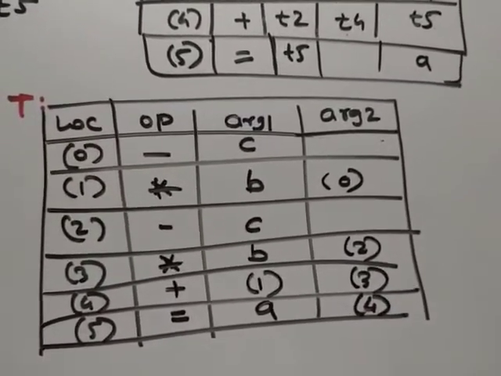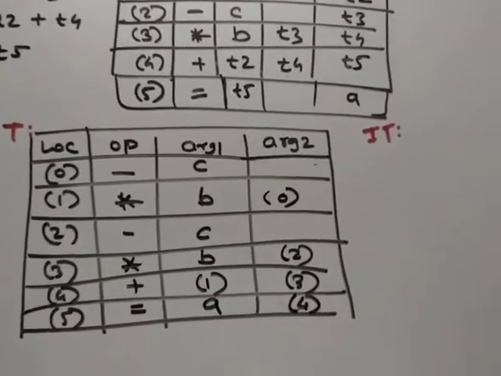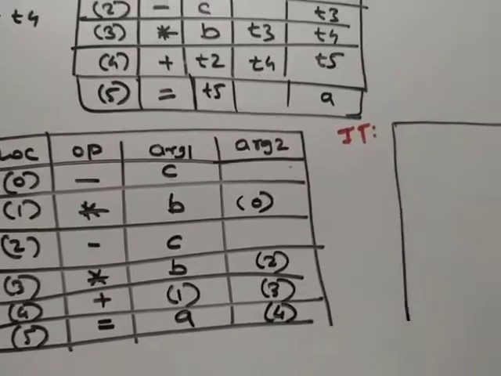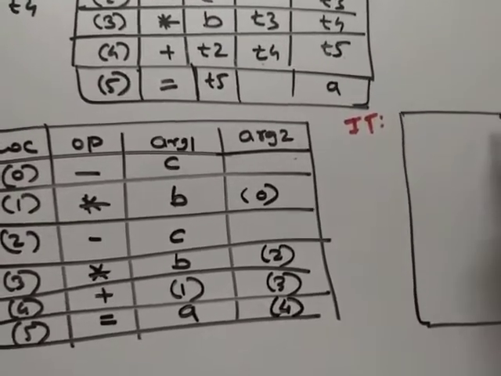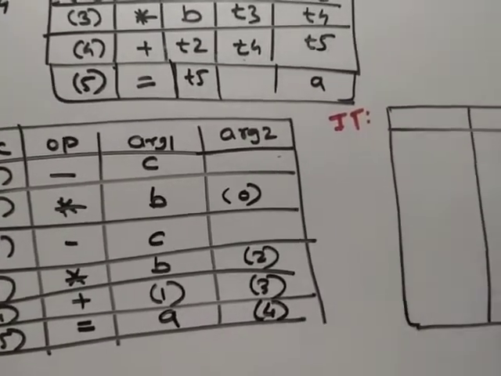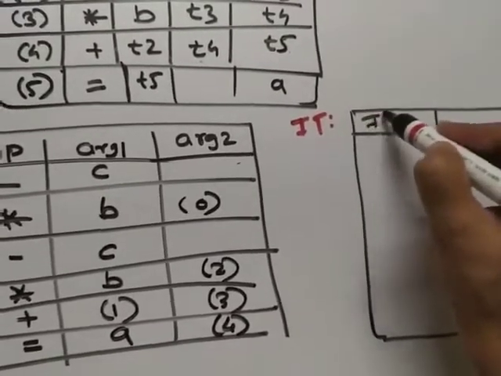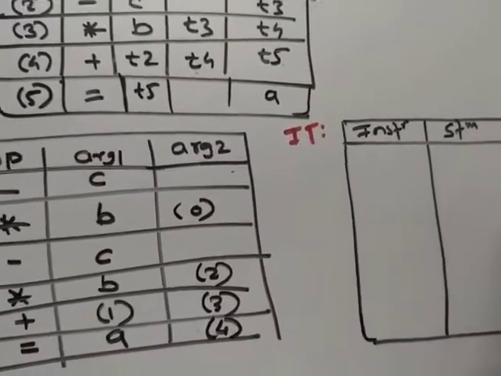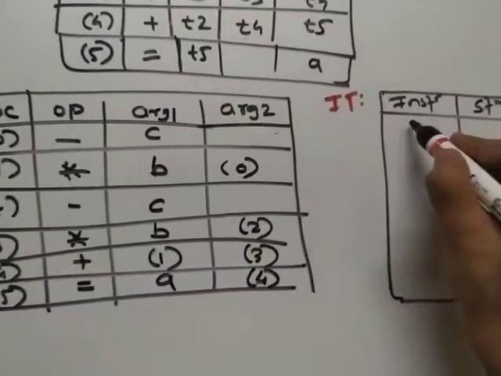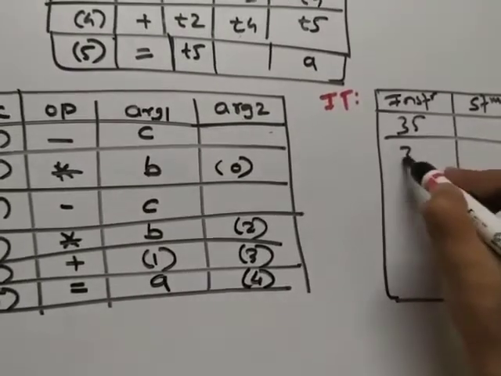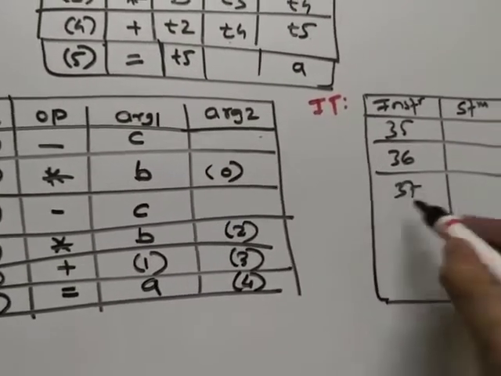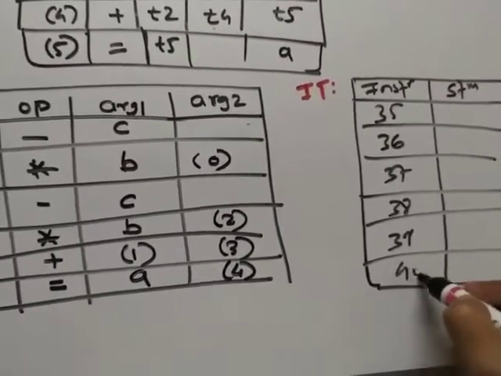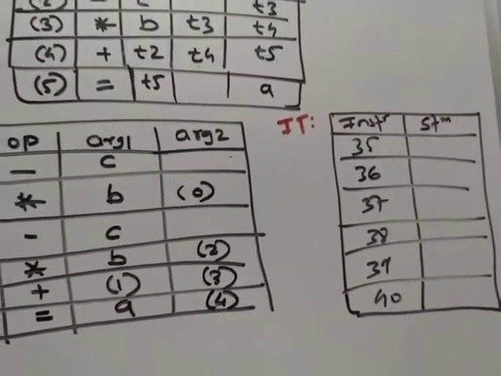Next we will see the indirect triple. For the indirect triple, again only 2 columns are needed, so we will draw 2 columns. One will be the address or instruction, and the second one will be the statement. So the instruction holds the address, any random addresses, let's say 35, 36, 37, 38, 39 and 40. These address locations I have specified.